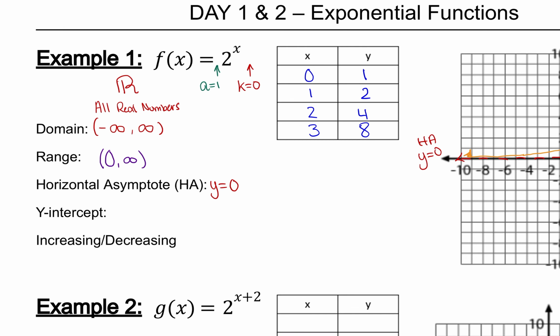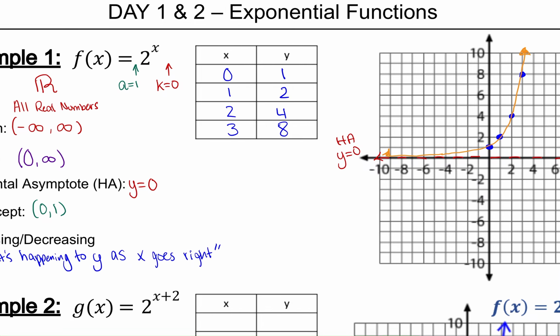My y-intercept is going to be located at (0, 1). Now, in order to determine whether the function is increasing or decreasing, we have to answer this question right here. I'm just going to put this in quotes: what's happening to y as x goes right? That's the question that we are answering.